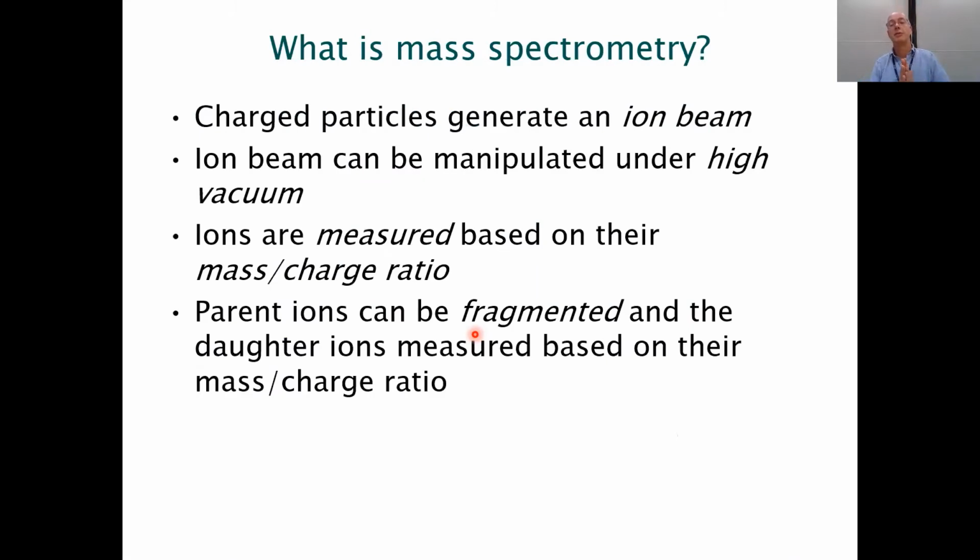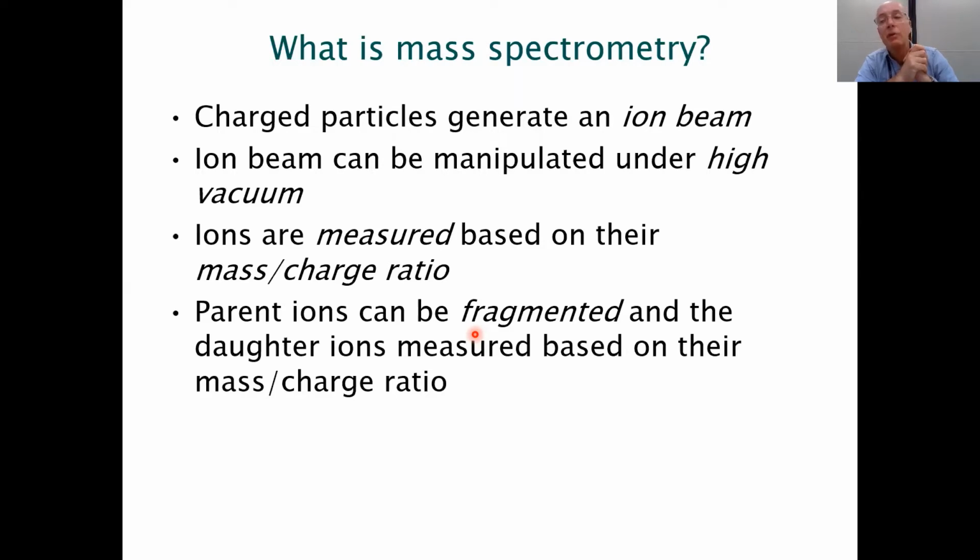So what is mass spectrometry? In essence, we are generating charged particles, ions, and we are generating an ion beam. And that ion beam we can manipulate under high vacuum. We can measure the intensity of those ions, but crucially we can also measure their mass to charge ratio.